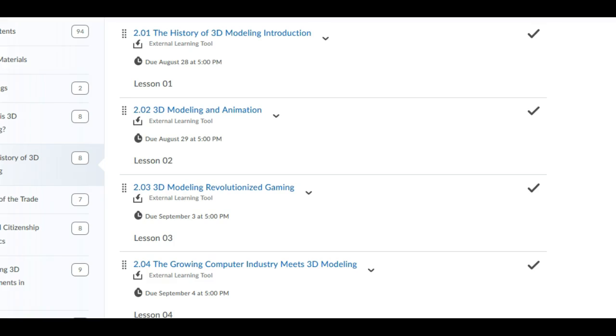So I want to go back a little bit to August the 28th. You're starting Unit 2, which talks about the history of 3D modeling and animation. This is a really cool chapter, you guys. The reason I like it is because I was there when this stuff was happening.